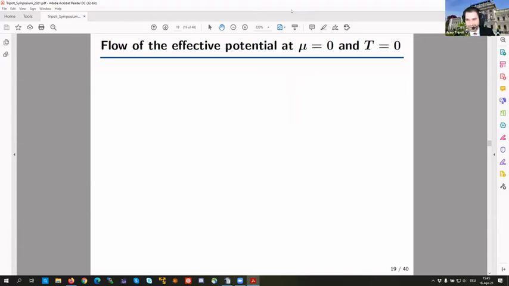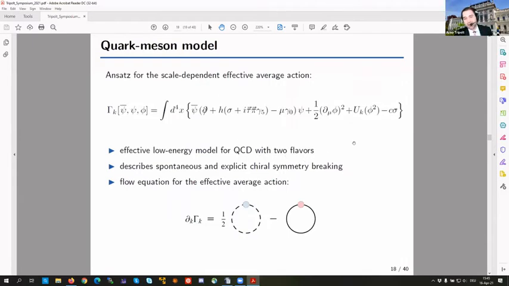So you should see the effective potential, which is symmetric in the ultraviolet. And then as you lower the scale and you take into account fluctuations, you see that chiral symmetry is spontaneously broken. And you see that the minimum of the effective potential moves from zero to some finite value, which tells you that chiral symmetry is broken. And we use the minimum of the potential as the order parameter for chiral symmetry breaking.